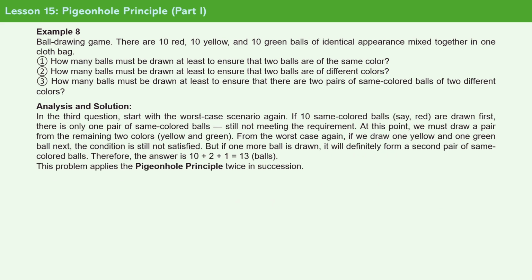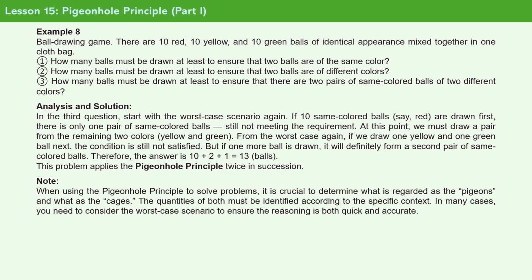In the third question, start with the worst-case scenario again. If 10 same-colored balls are drawn first, there is only 1 pair of same-colored balls, still not meeting the requirement. At this point, we must draw a pair from the remaining 2 colors. From the worst case again, if we draw 1 yellow and 1 green ball next, the condition is still not satisfied. But if 1 more ball is drawn, it will definitely form a second pair of same-colored balls. Therefore, the answer is 13 balls. This problem applies the pigeonhole principle twice in succession.